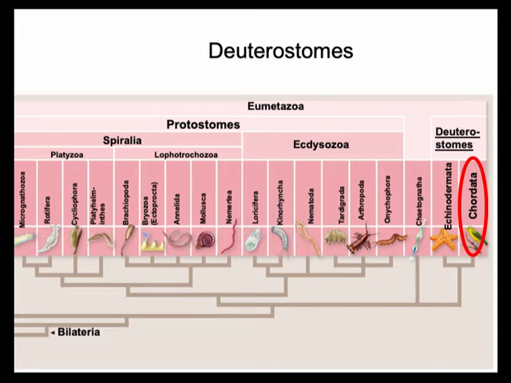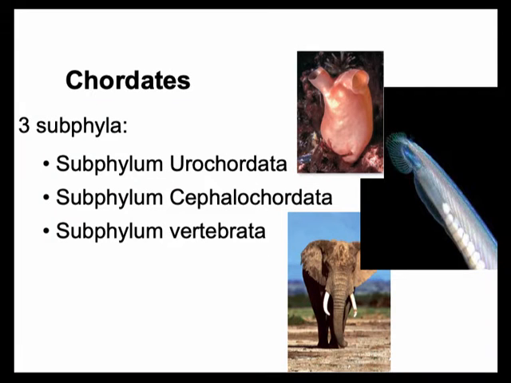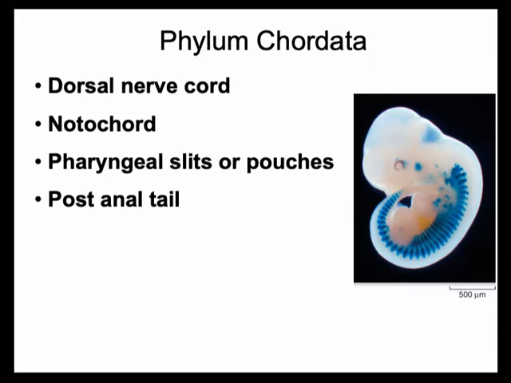So now we're going to look at the other Deuterostome group, Phylum Chordata, which is the one that includes us, chordates. Chordates include 3 main groups: the Subphylum Urochordata, which is the tunicates, Subphylum Cephalochordata, and Subphylum Vertebrata, which includes us. And even though these 3 groups might seem very different to you, they actually have some common characteristics.